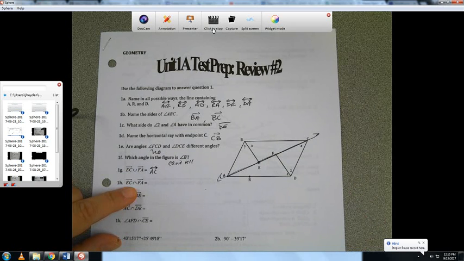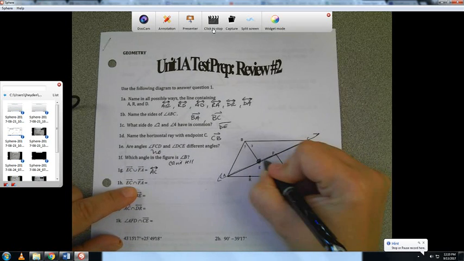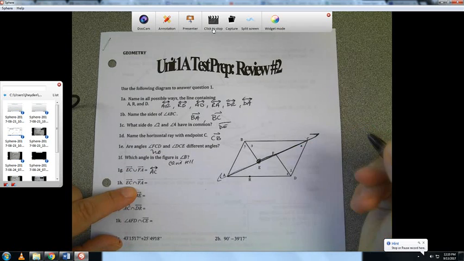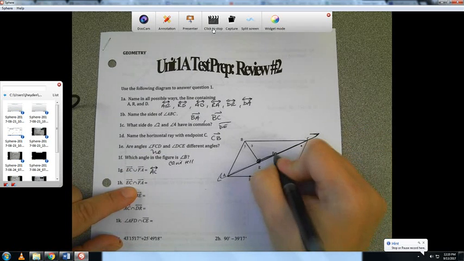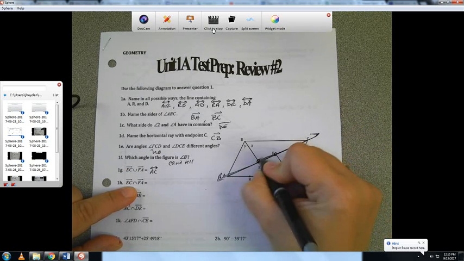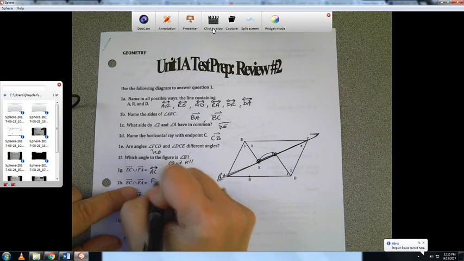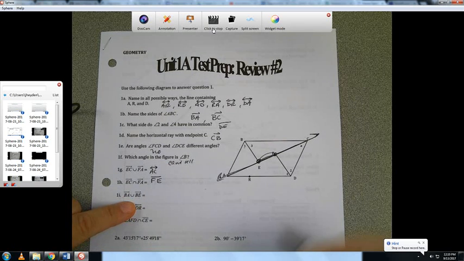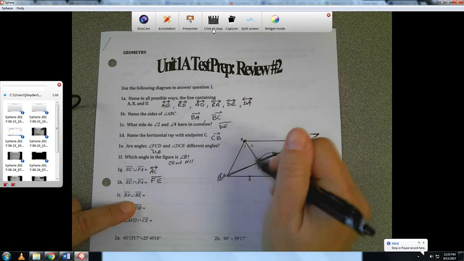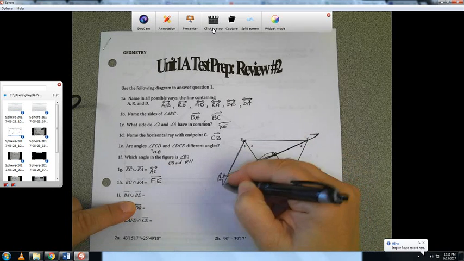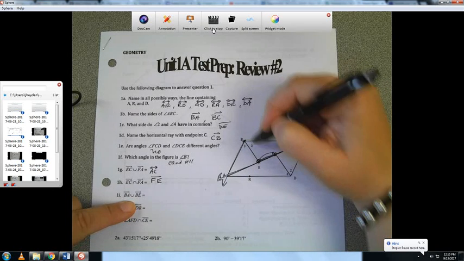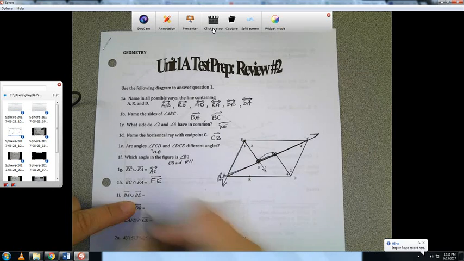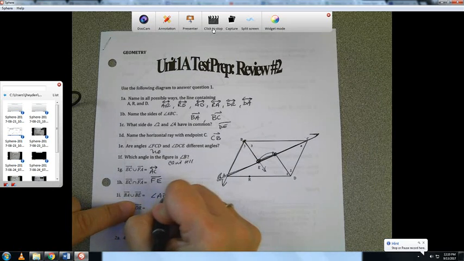Ray EC starts at E, goes through C, and this time intersects FA. Now I'm only interested in this overlap part, so that's FE or EF, either one. Ray BA and ray BE. That forms an angle, angle ABE or EBA.